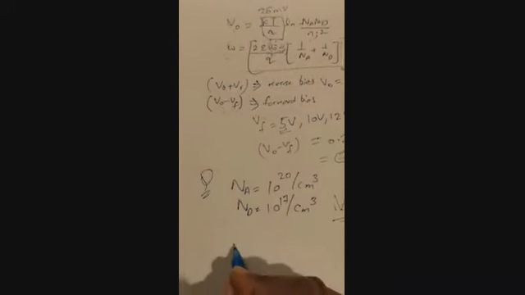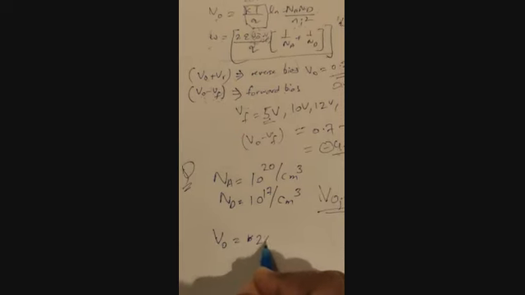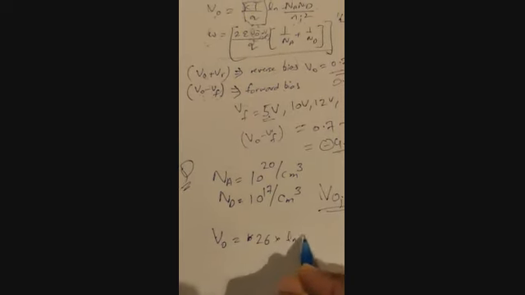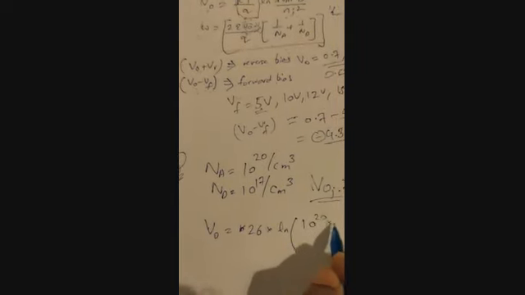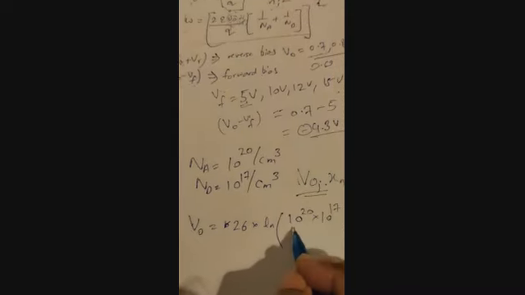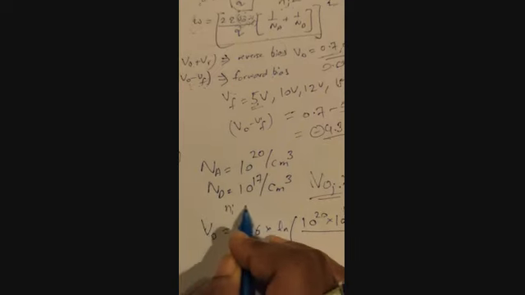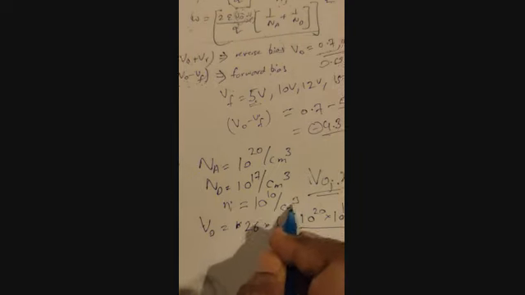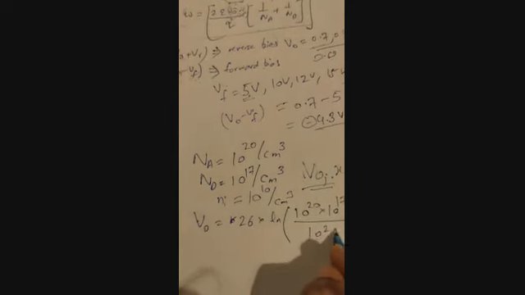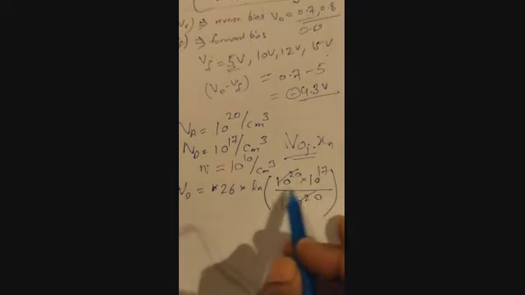First of all, V naught is required. V naught is kT by q, or 26 millivolt, multiplied by ln of Na Nd divided by ni squared. Na Nd is 10 to the power 20 multiplied by 10 to the power 17. Sometimes ni is given in the question as 10 to the power 10 per centimeter cubed, so ni squared is 10 to the power 20. You cancel that out, then it will come to ln of 10 to the power 17.